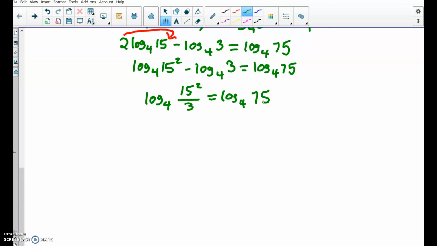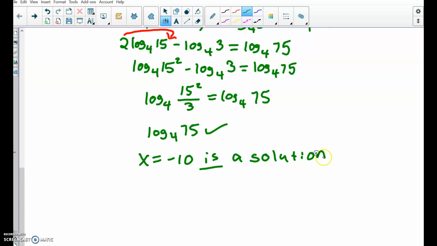This is what we're checking out. Is this the case? And on the left-hand side, if we do 15 squared and divide it by 3, you get 75. So that means x equals negative 10 is a solution. All right, long problem. I hope that this helped.